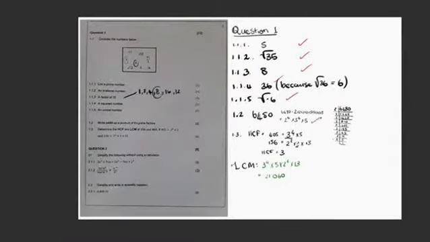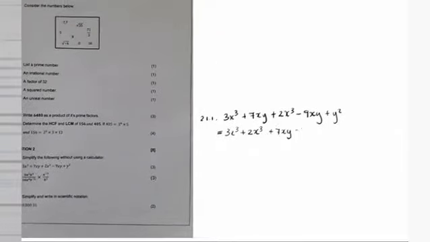And then they ask us to determine the HCF and LCM of 156 and 405. Remember, the HCF is the highest common factor and the LCM is the lowest common multiple.